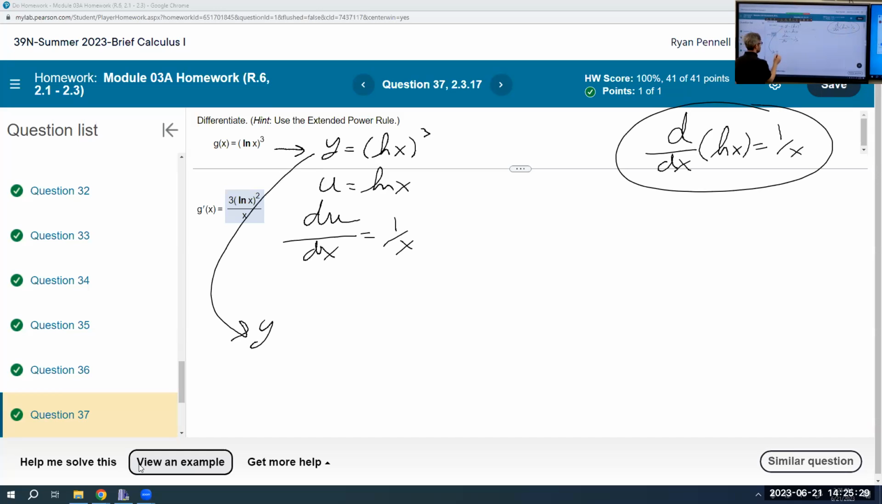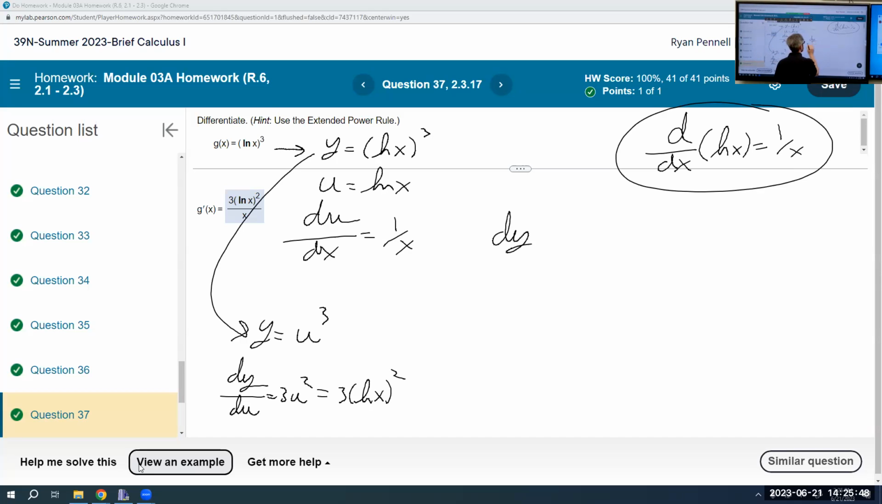Means that y equals u to the third. So dy du equals 3u squared, 3 ln x squared. So dy dx equals dy du times du dx. dy du is 3 ln x squared. Du dx was 1 over x.